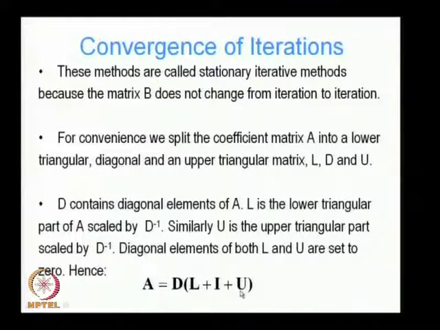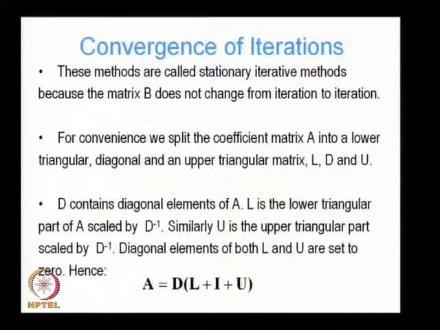Similarly for u, in that case I can write A is equal to D(L plus I plus U). You can see why this is true, because L is actually D inverse of L. If L is the lower triangular part of A, then L is actually D inverse of L. So, D inverse cancels and gives me I, right.